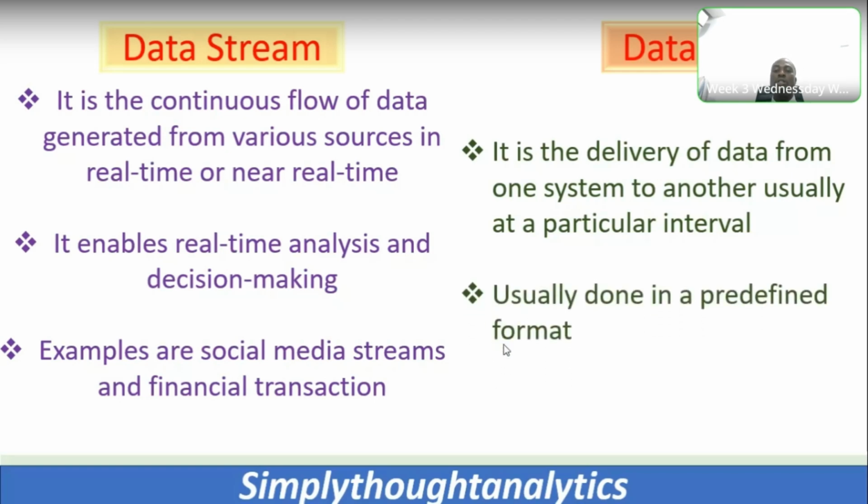It is usually done in a predefined format. Predefined format in that we may not want all the data from our different branches. We may just want a particular type of data, probably the sales data or the financial transaction data. So we are going to automate our system in such a way that it will only take those particular types of data into our destination, and other types of data, probably the customer data and employee data, will not be touched.